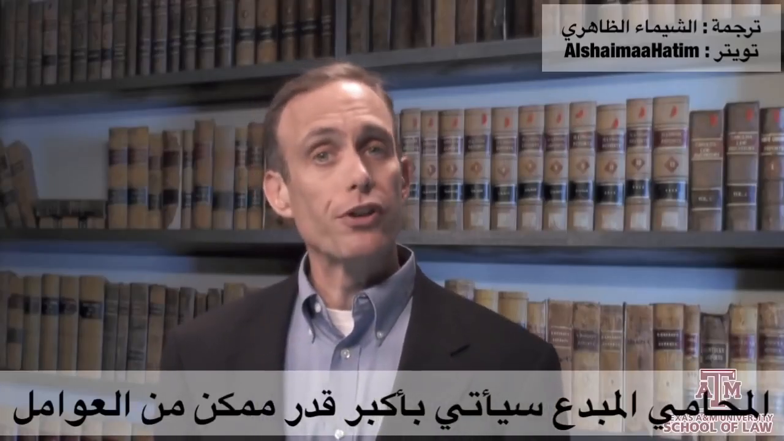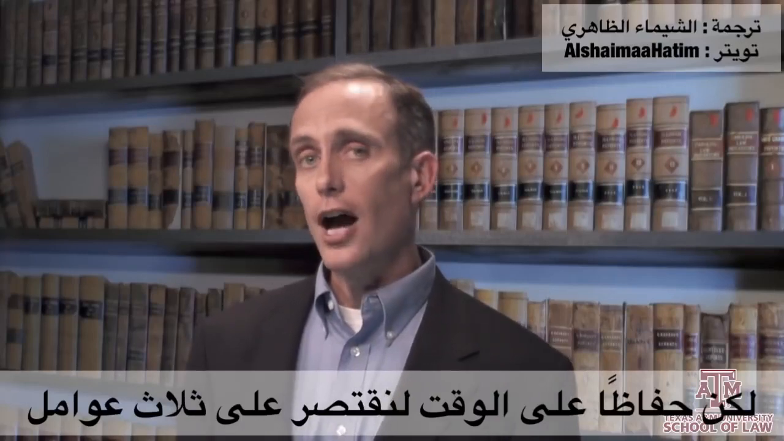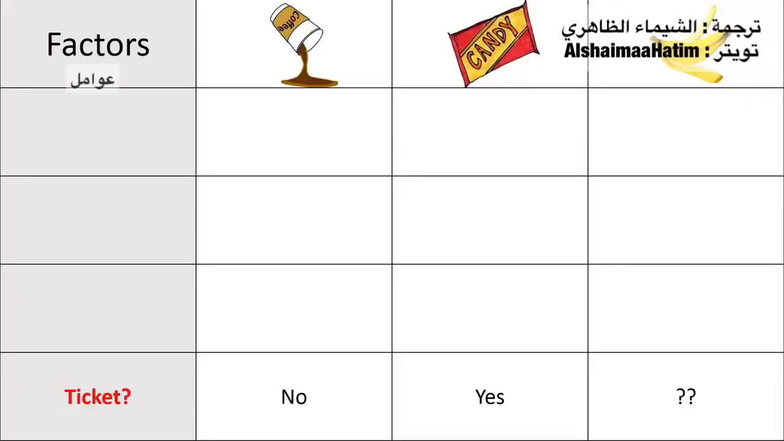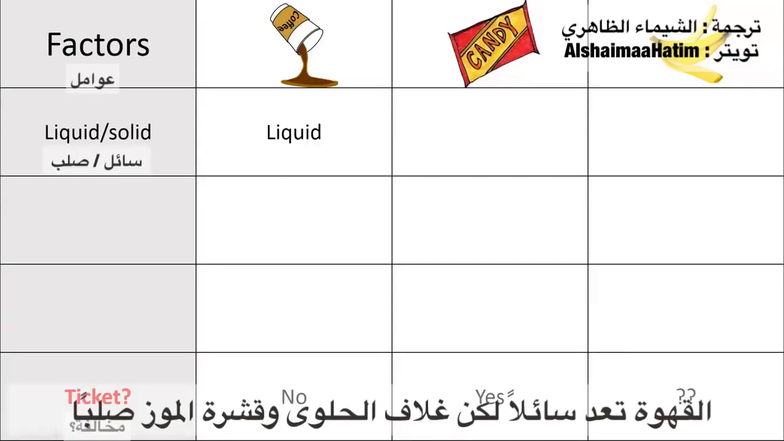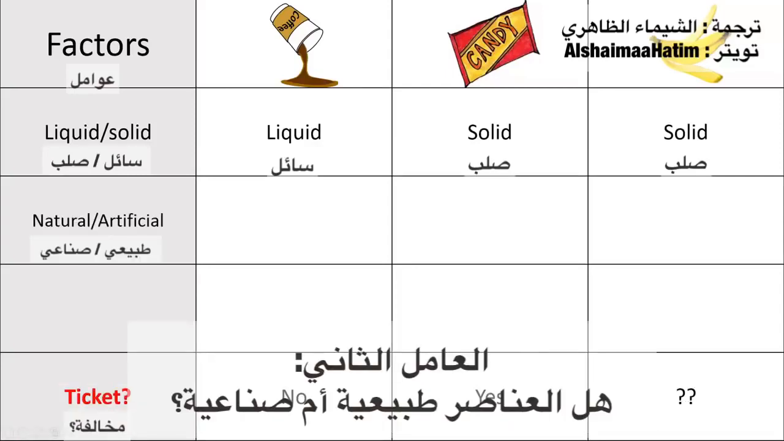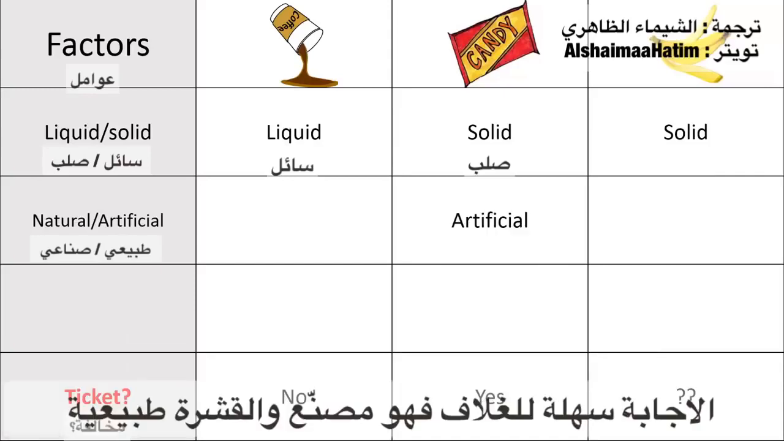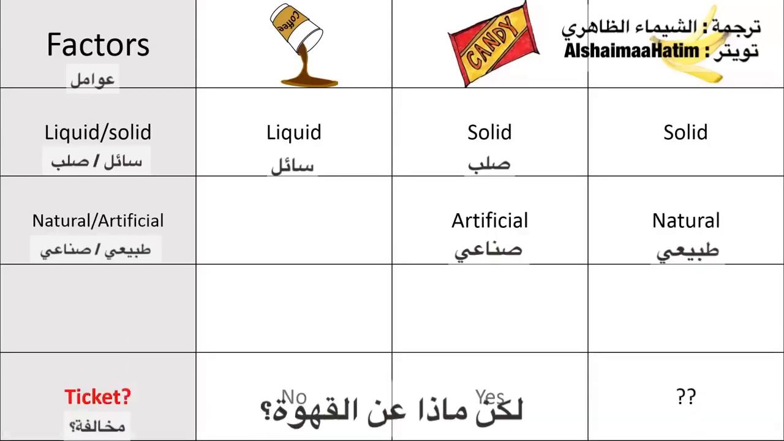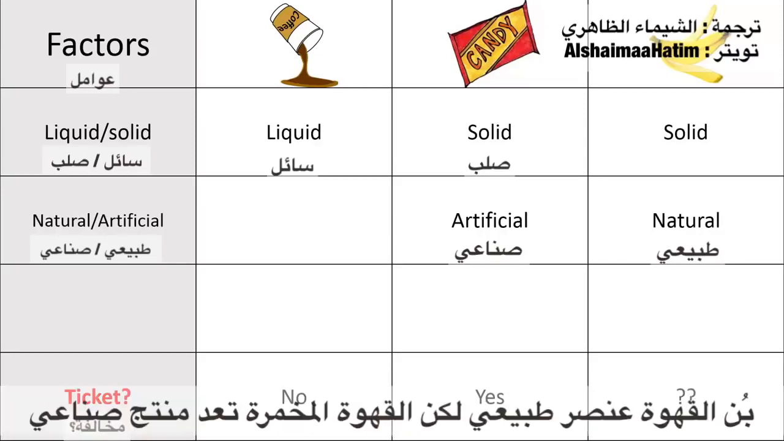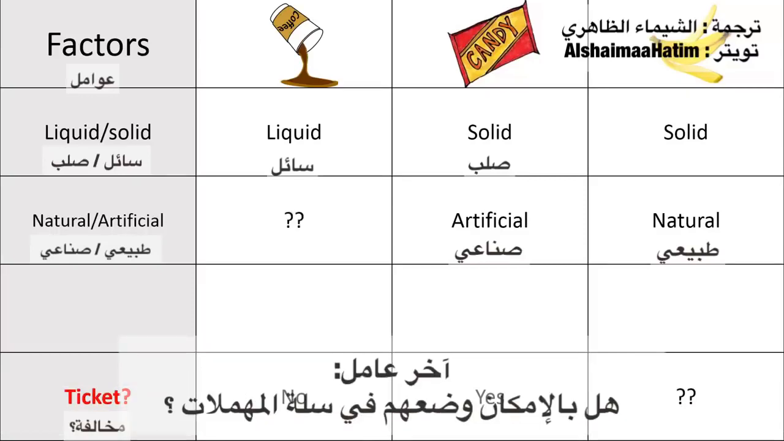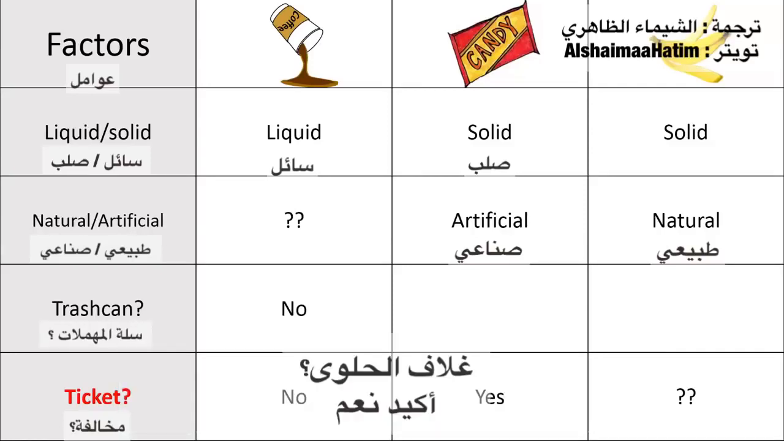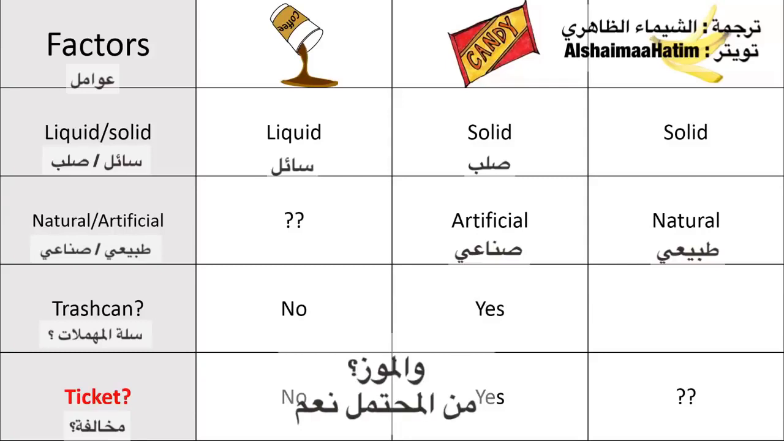A creative lawyer will come up with as many factors as possible, but in the interest of time, let's limit ourselves to just three. Our first factor or point of comparison will be liquid or solid. The coffee is liquid, but the candy wrapper and banana peel are solid. Our second factor will be whether the item is natural or artificial. The answer is easy for the wrapper, artificial, and the peel, natural. But what about coffee? Coffee beans are natural, but brewed coffee is a manufactured product, so coffee could go either way. We'll put a question mark for coffee. Our last factor will be whether you would put the item in a trash can. Coffee? Probably not. A candy wrapper? Definitely. And a banana? Probably.